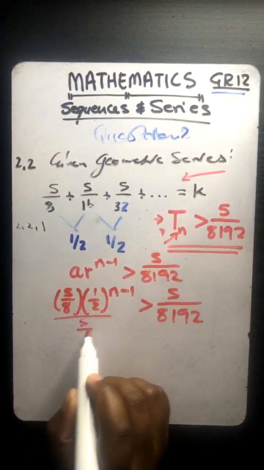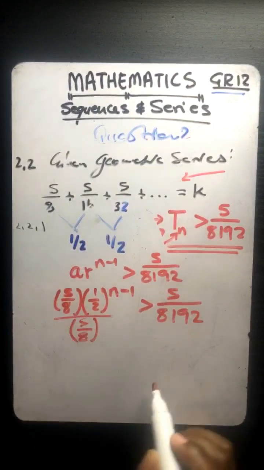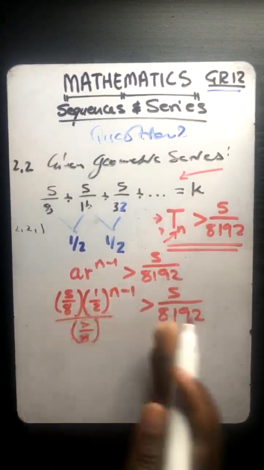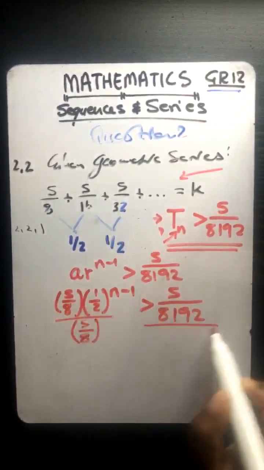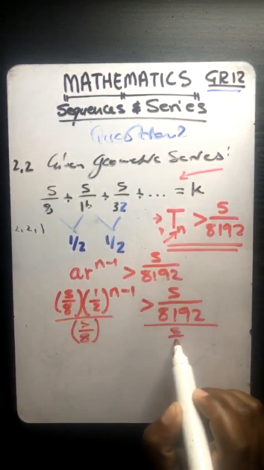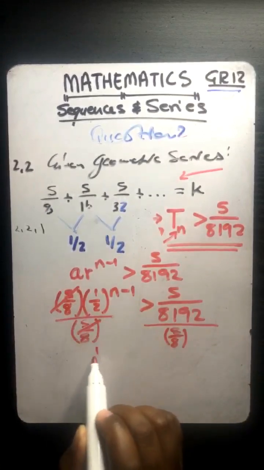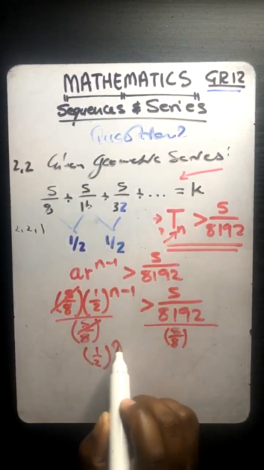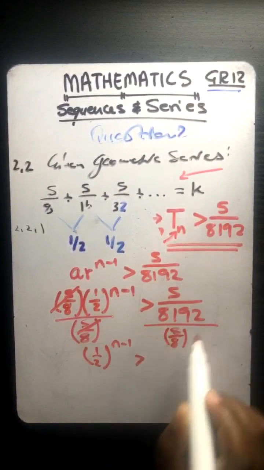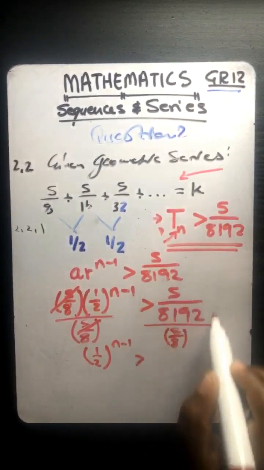Always, when you get rid of something in maths, you divide by exactly that, because you don't have a sign of a plus or a minus. That's why you divide. But remember, whatever you do on the left, you also do on the right. So that cancels that, and you remain with 1 over 2 to the exponent n minus 1, which is greater than what is the whole of that?